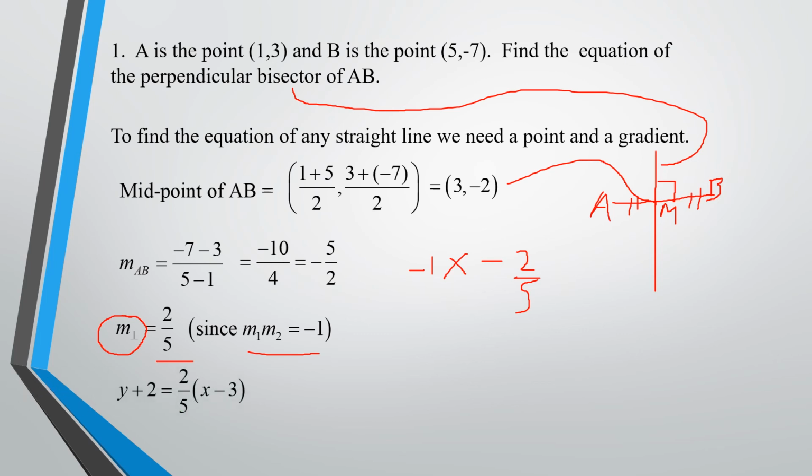And finally, you can use the approach y minus y1 equals gradient m times x minus x1. And this will result in your perpendicular bisector equation as y equals 2/5 x minus 16/5.